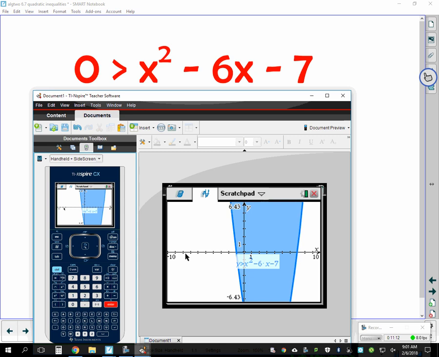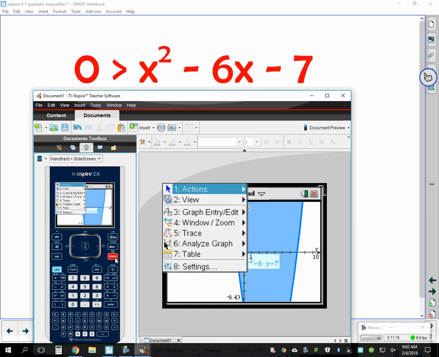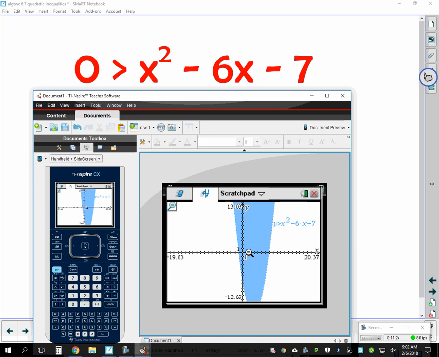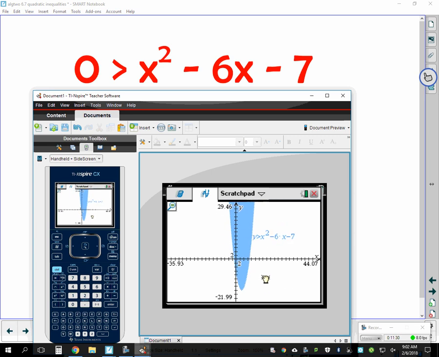This one goes off of your graph a little bit, the bottom of it, so you can always zoom out. Menu, window, zoom, window settings, you could pick particularly what numbers you want, or you can just do zoom out and hit enter, or click. You can also click on your graph and move it around, whatever you want to do.